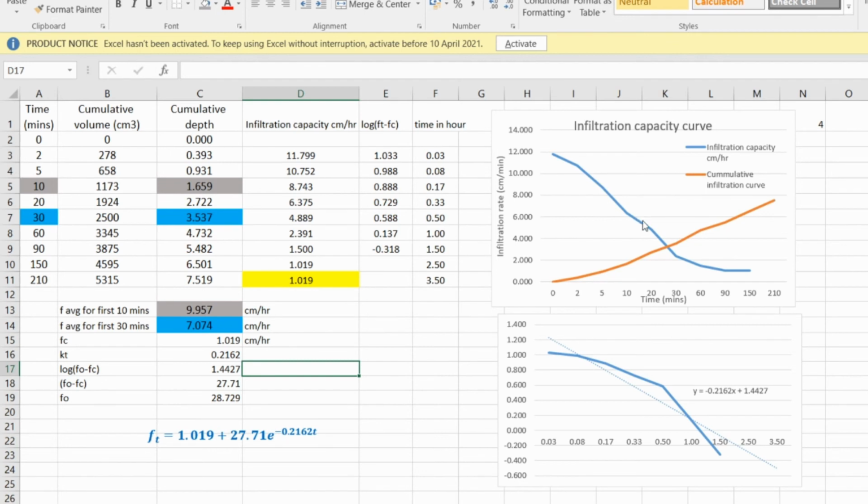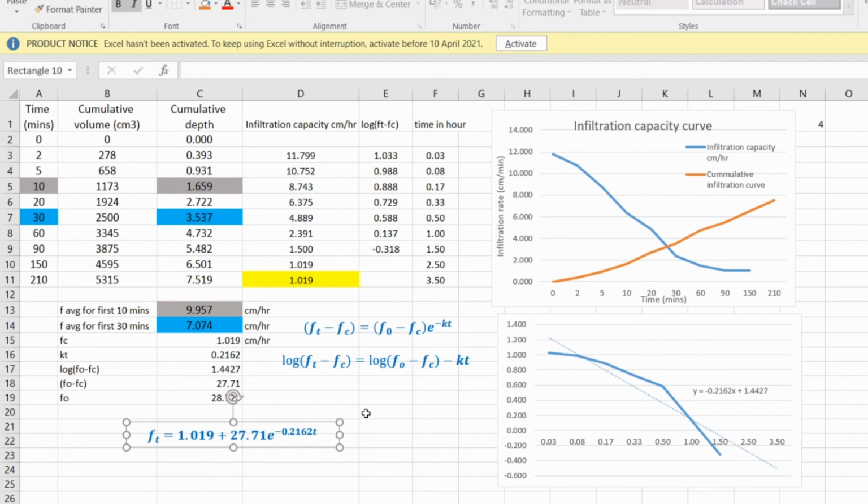Once I solved these two, the next thing was to calculate Houghton's infiltration equation. To solve that, I'll just show you these two equations which I had given you in the previous video. I hope you know these two equations. What is this equation? This equation is Ft equals Fc plus (F0 minus Fc) into e raised to minus kt. This was the equation given by Horton to calculate the rate of infiltration at any given time.